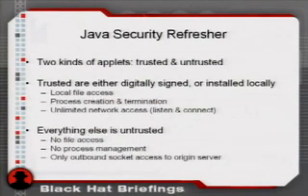To do a bit of a Java security refresher, there's two types of Java applets: trusted and untrusted. A trusted applet is either digitally signed, much like ActiveX controls are, or is installed locally. A trusted applet has pretty much the same level of permissions that a user does. It can interact with the file system, read, write, delete, create, whatever the user can do. It can create and terminate processes, and has full socket access, either outbound to other hosts or even acting as a listening socket.